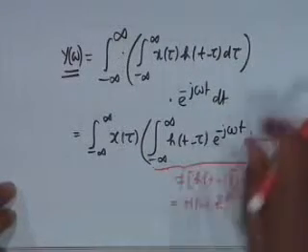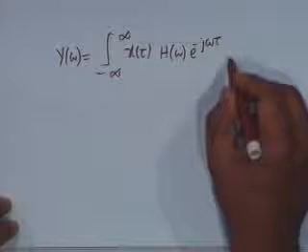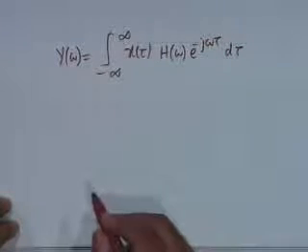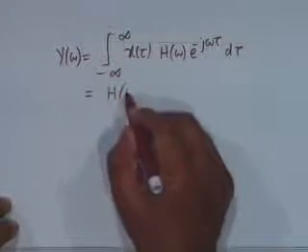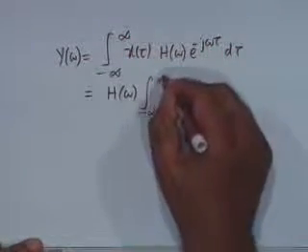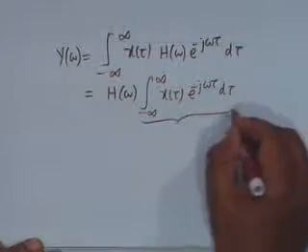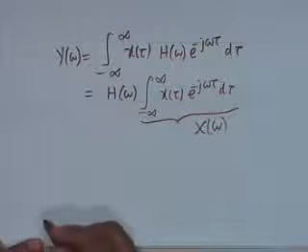All right. Now if I substitute this, then I get capital Y of omega as equal to minus infinity to infinity x of tau, this integral is H of omega e to the minus j omega tau, then d tau. And therefore I get H of omega. H of omega I can take outside the integration. We get minus infinity to infinity x of tau e to the minus j omega tau d tau, and this is precisely capital X of omega.